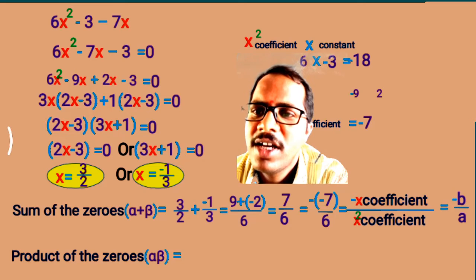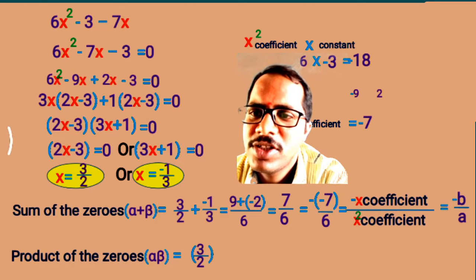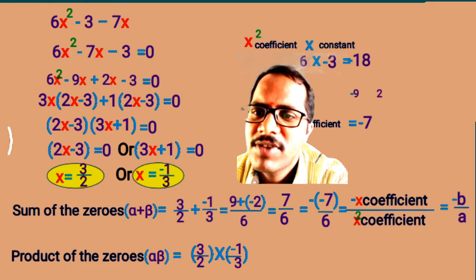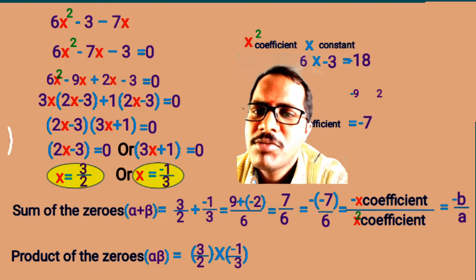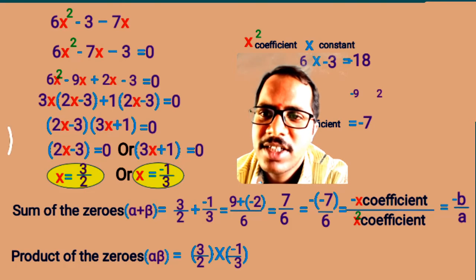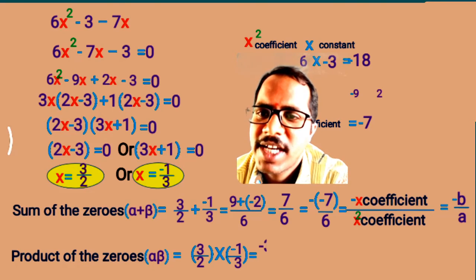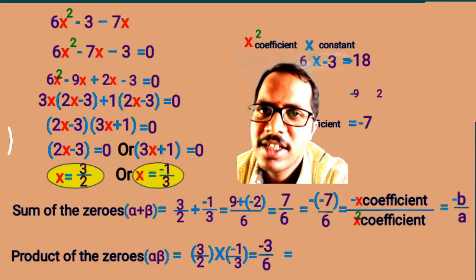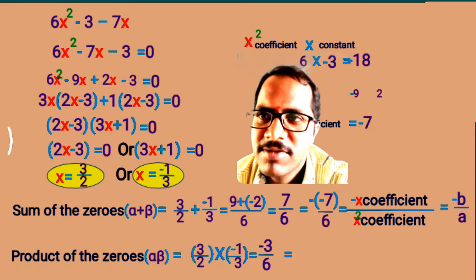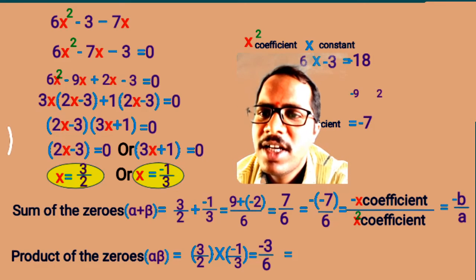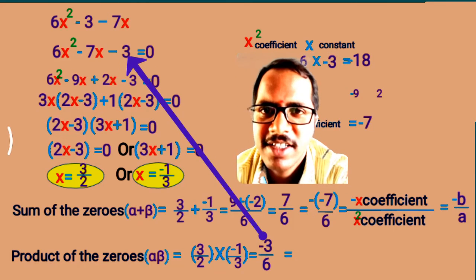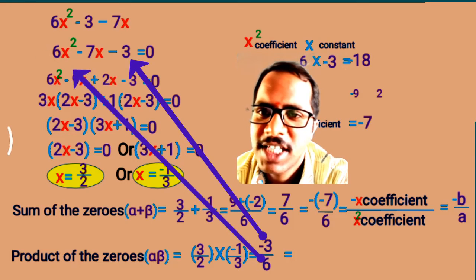that is alpha into beta. So here alpha equals to 3 by 2 into beta equals to minus 1 by 3. So by multiplying these two, we get the product as minus 3 by 6. Now this minus 3 by 6, if you want to relate this with the given quadratic polynomial, here minus 3 is nothing but it is the constant term and 6 is nothing but it is the x square coefficient.